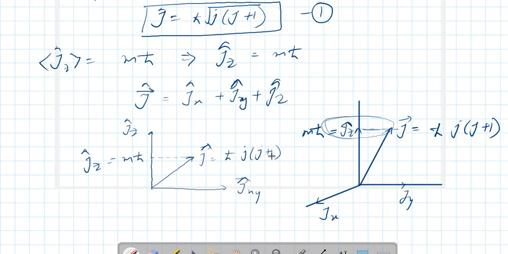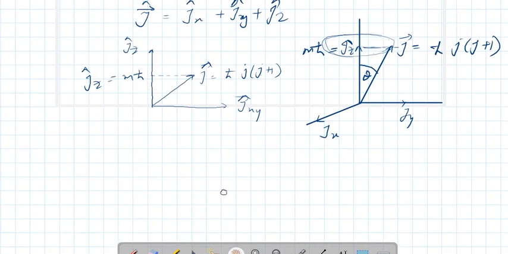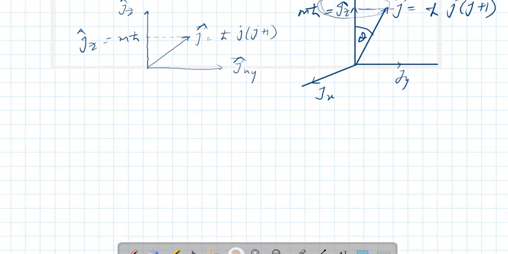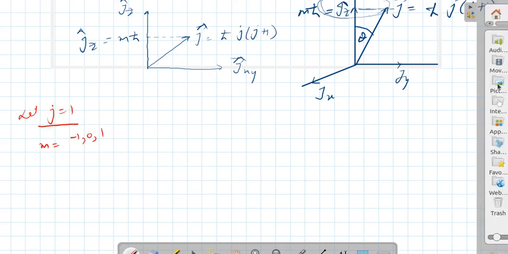So let us understand this concept by taking an example. Also, we have to keep in mind this is the angle theta between jz and j. Keeping all these things in mind, let us take an example, and the example will be, let j is equal to 1. So for j is equal to 1, the possible values of m are minus 1, 0 and 1. If I try to look at it, then it can be represented like this.